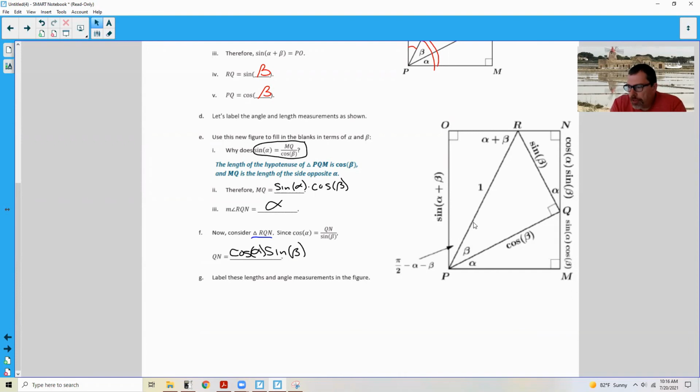All right, and then part G says label these lengths and angle measurements in the figure. So this is what your figure should look like. Okie dokie.